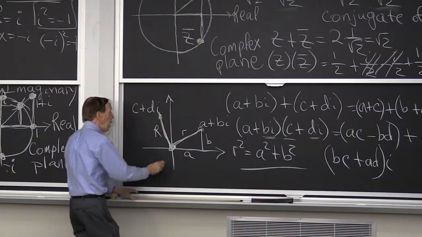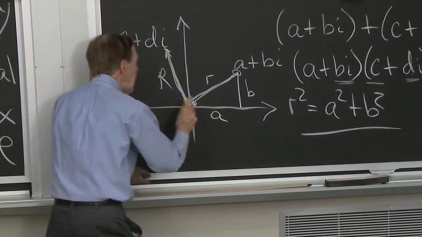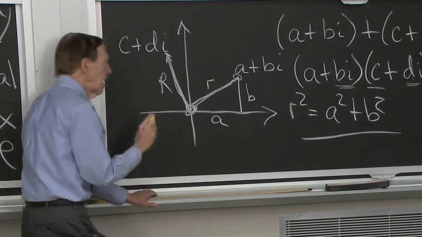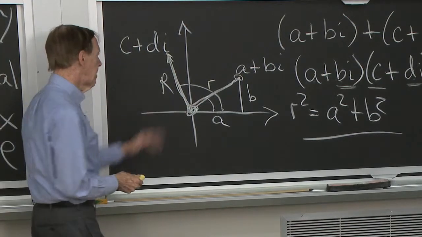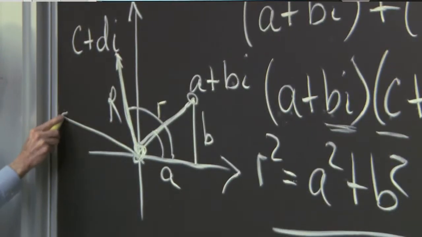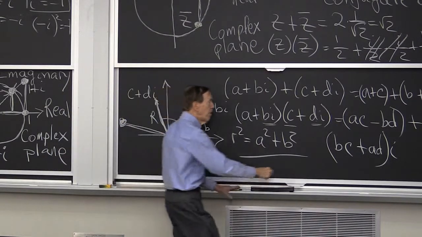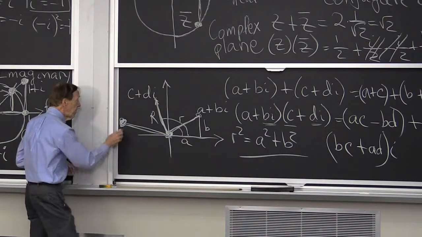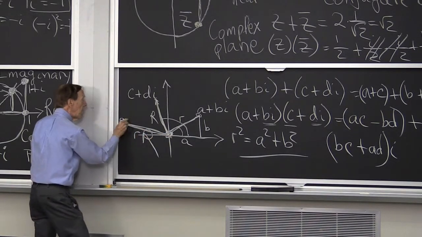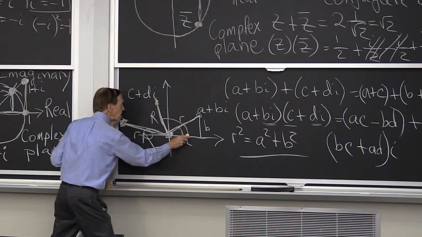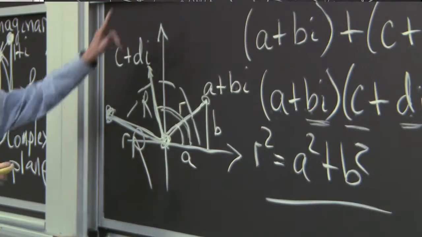Okay, what's going to happen? When I multiply that number times that number, I'm going to get a number, oh, maybe out here. And I'll add the angles. That's the key. I'll add that angle to that angle. When I add those, it might be off here. So this, I think, is that answer. And from that picture, you don't see it. But from this picture, with the r times R is the length of that, and the angle plus the angle gives me this angle.